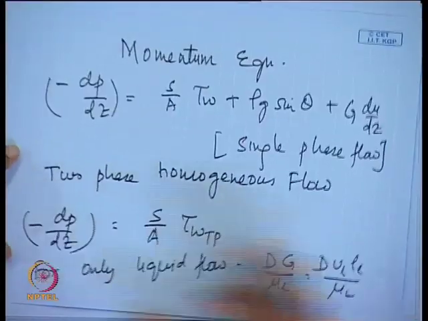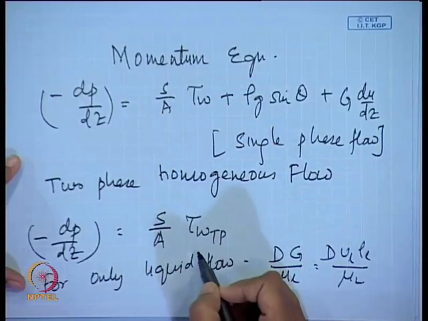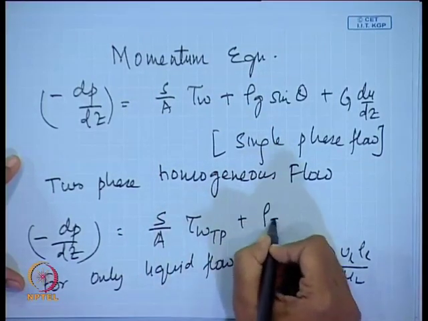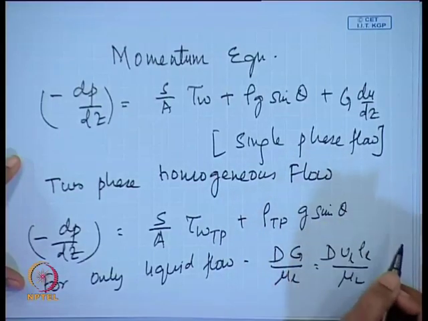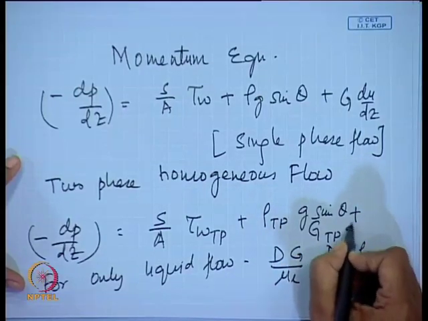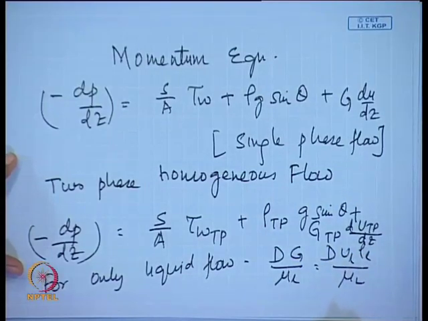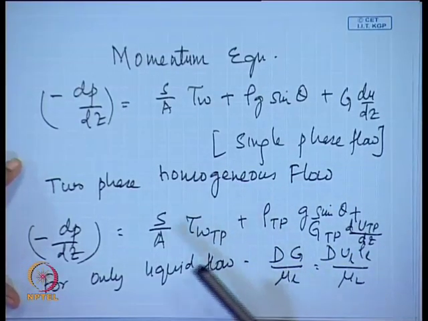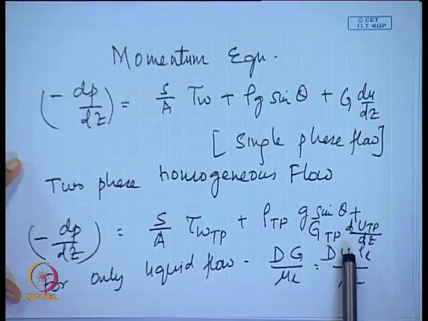Agreed? So to continue with this, instead of S by A tau w, we have tau w two phase. Then here it has to be rho TP g sin theta, isn't it, plus G TP du TP dz. Agreed? Where this is the frictional pressure gradient, this is the gravitational pressure gradient, this is the acceleration pressure gradient.